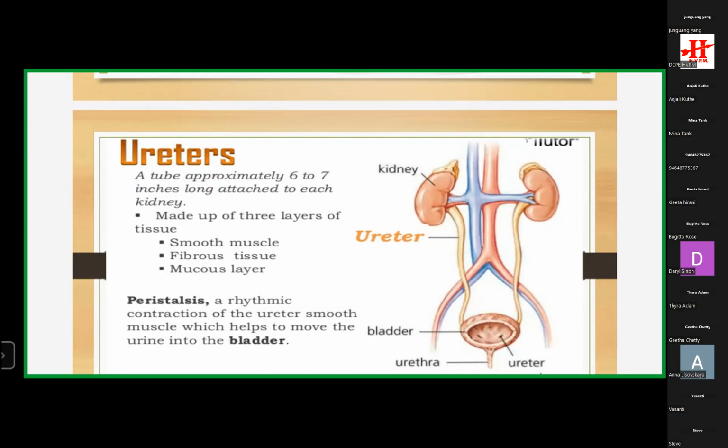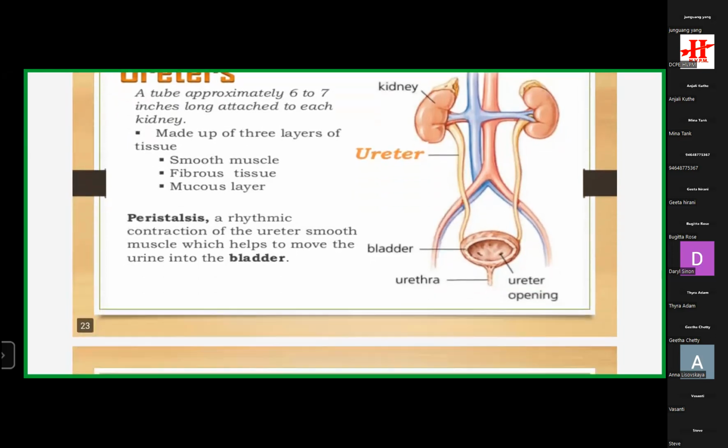These are approximately 6 to 7 inches long, attached to each kidney. These are made up of 3 layers of tissue: smooth muscle, fibrous tissue, and the mucous layer. Here again, the peristaltic movement, rhythmic contraction of the smooth muscles present in the ureter, helps them contract and relax, and a wave-like manner is formed, that is peristaltic waves, and through this it helps to move the urine into the bladder. Now urine is collected in the urinary bladder.